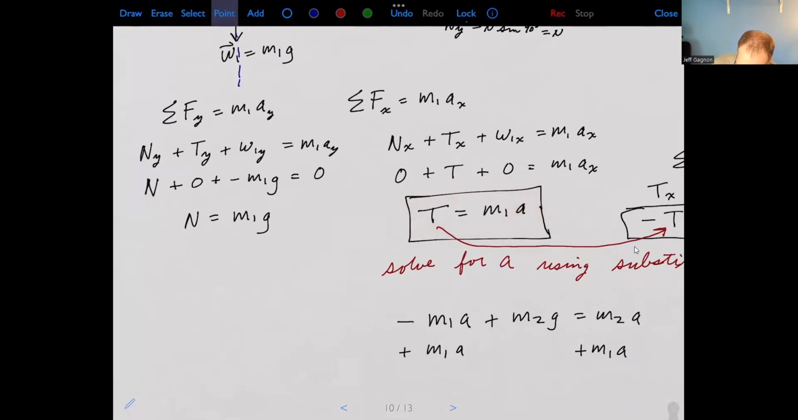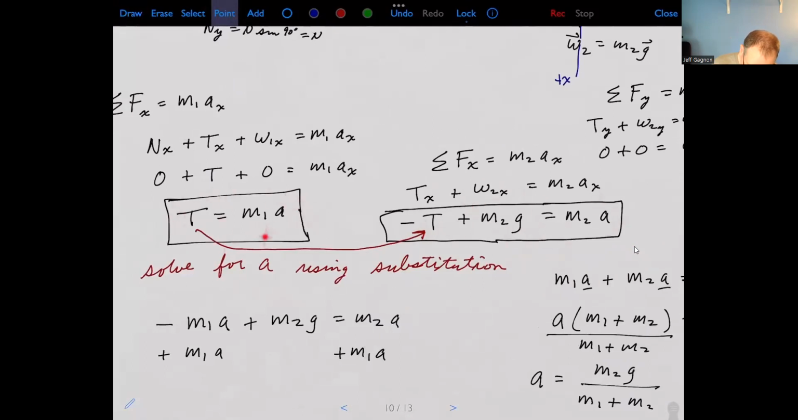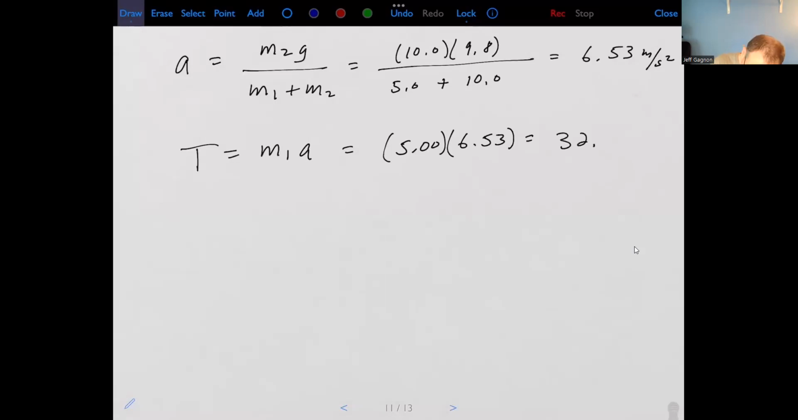Now that we have A, we could just plug into this formula. Or if you wanted to, you could even plug into this one. But this one's the easier one, right? So if we go back to that second page now, I'm simply going to use the fact that T equals M1 times A. So M1 is 5, and then A was 6.53, and we'll find that that tension is 32.65 newtons.